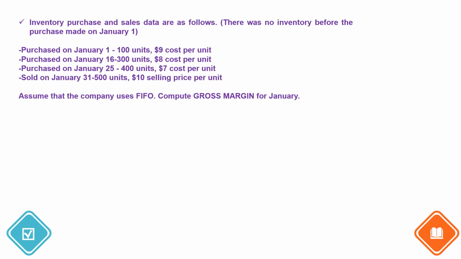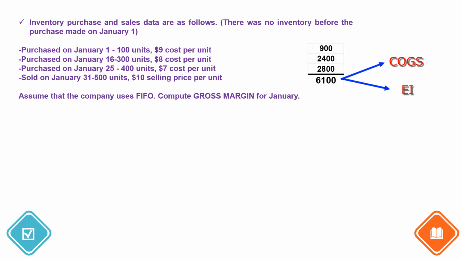Let's look at the inventory that was purchased during the period. 100 units at $9 is $900, and then 300 units at $8 is $2,400, and then 400 units at $7 is $2,800, which gives me a total of $6,100. What we want to do is break that $6,100 between cost of goods sold and ending inventory, and that's the dollar amount.